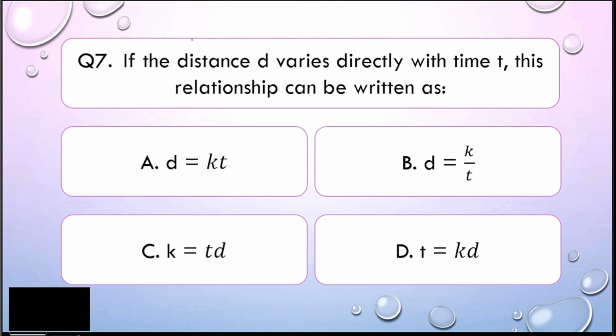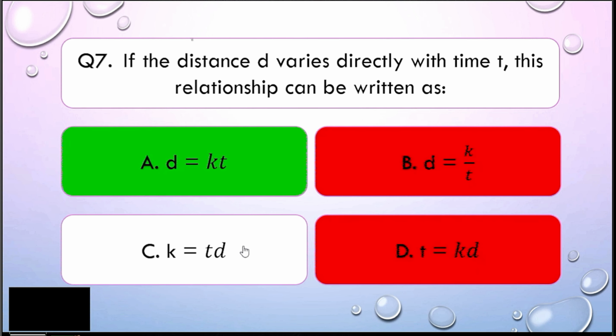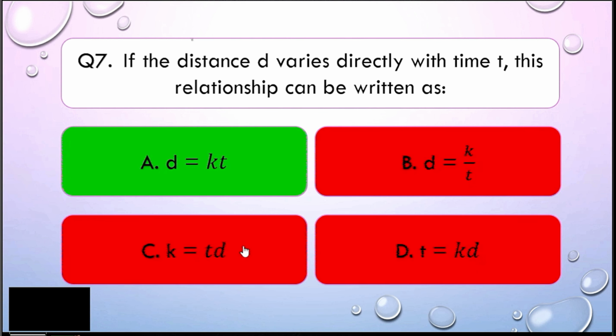Alright, math learners, now for this question, it says here, the distance D varies directly with time T. So in this case, we use the D and the T. So that means D is equal to KT. And that is letter A. Alright. Easy, right? I'm sure you got that one, my dear math learners. So now, let us go to question number 8.